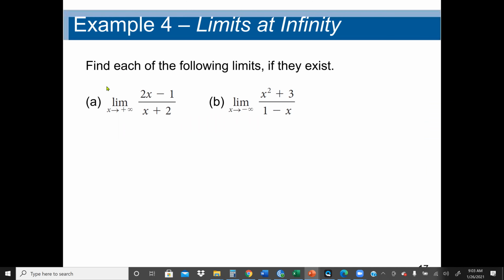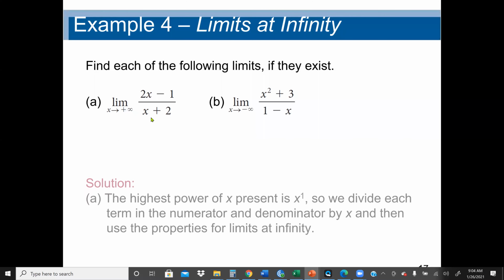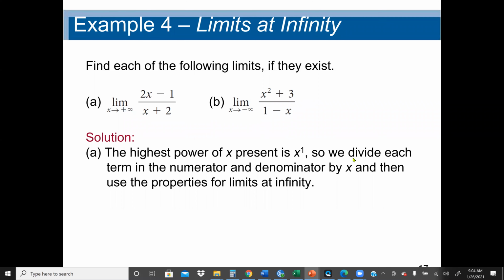So let's try one more time. This is our question A. The limit approaching again positive infinity, and we look at the function. What is the highest exponent degree? It's 1, because we have 2x and x is 1. So this means I'm going to divide all 4 terms here by x, because that's the highest exponent degree. That's what they said here. The explanation is here, and that's what we did.